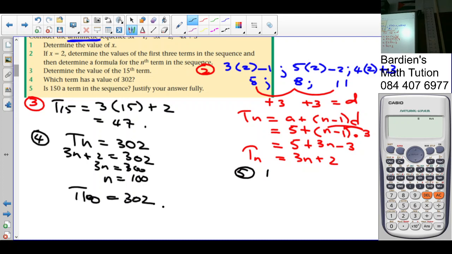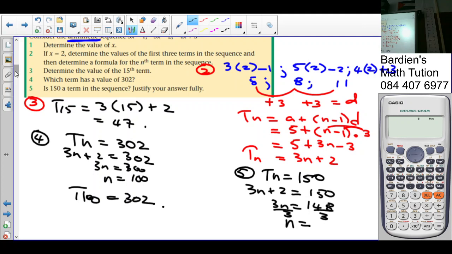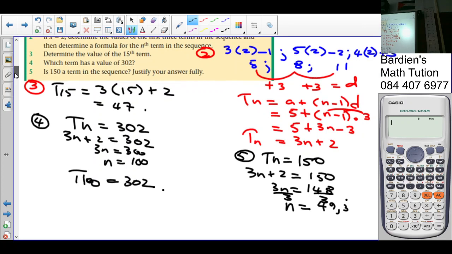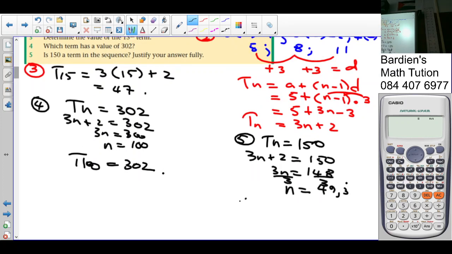Yes, okay. So we say the nth term is going to be 150. They want to know, is 150 a term of the sequence? So let's check. 3n plus 2 is equal to 150. If n is a natural number, it will be a term of the sequence. Okay. Take 2 over, it becomes 3n is equal to 148. Divide by 3. Is 148 divisible by 3? 49.3 recurring. So is that a natural number? No. Therefore Tn is not equal to 150.